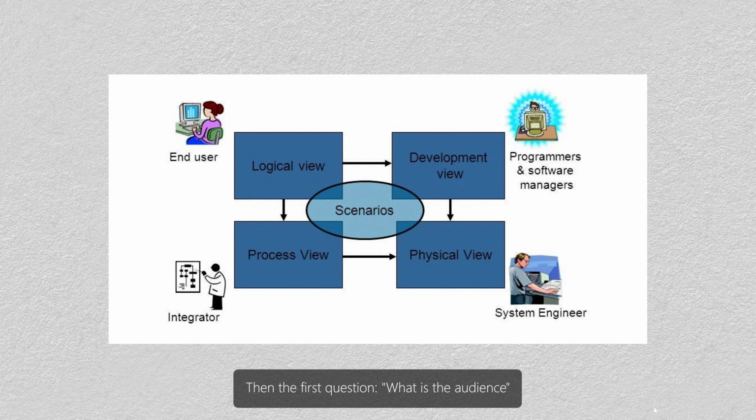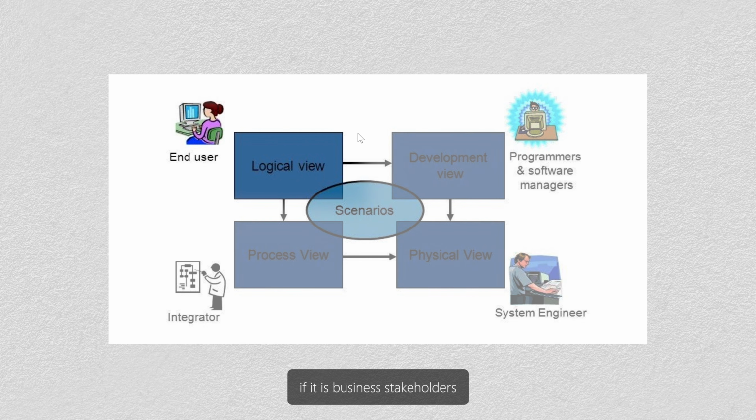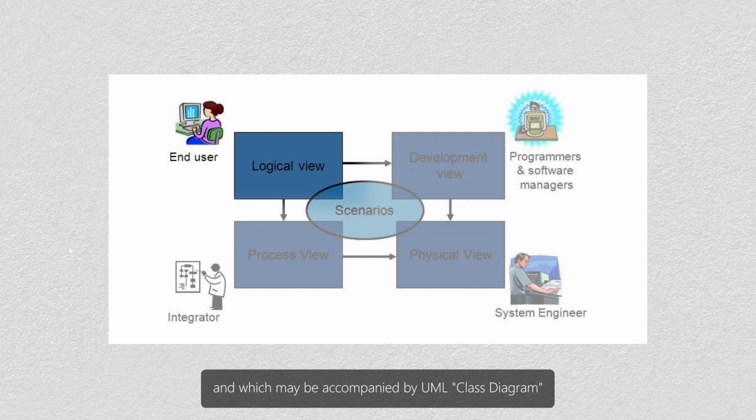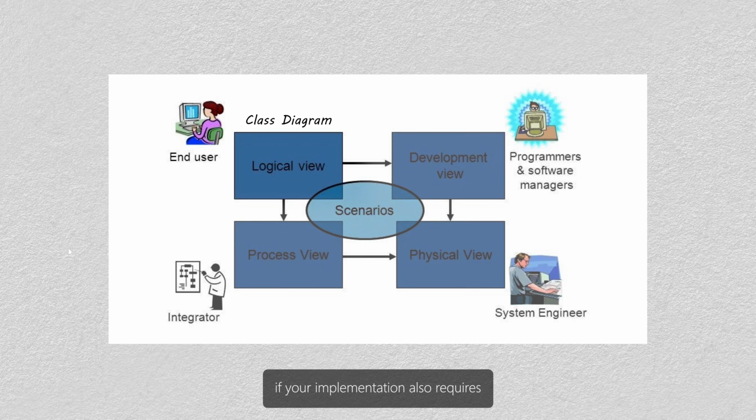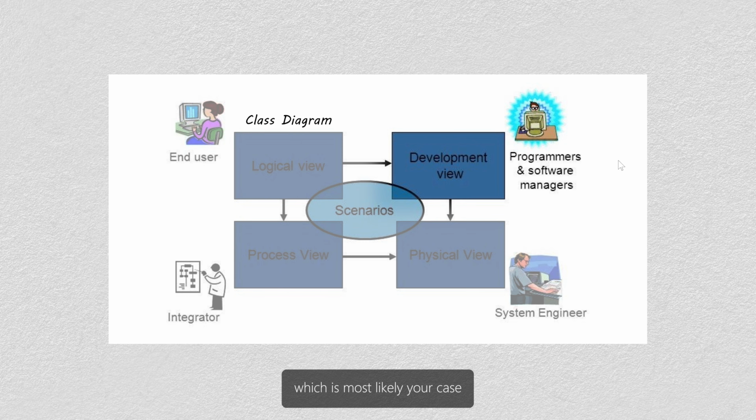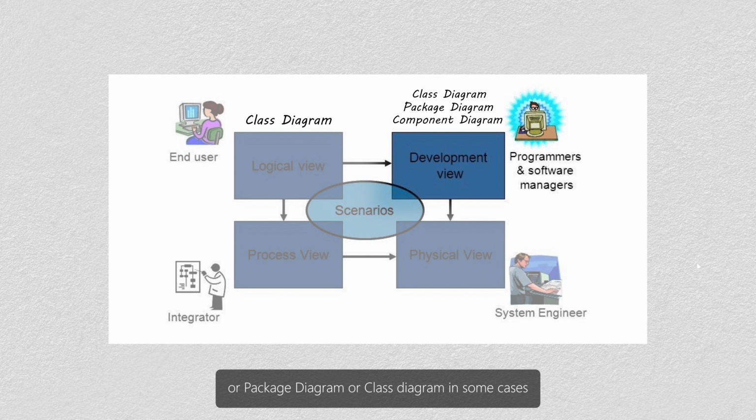Then the first question here, what is the audience, gives the answer to which viewpoint you should focus on. If it is business stakeholders, a logical view is your thing to go, which represents the system structure useful for understanding objects, relationships, and business rules, and which might be accompanied by a UML class diagram. If your implementation also requires a view of the application from the developer's perspective, which is most likely your case, you need a development viewpoint, which is accompanied by a UML component or package diagram or class diagram in some cases.